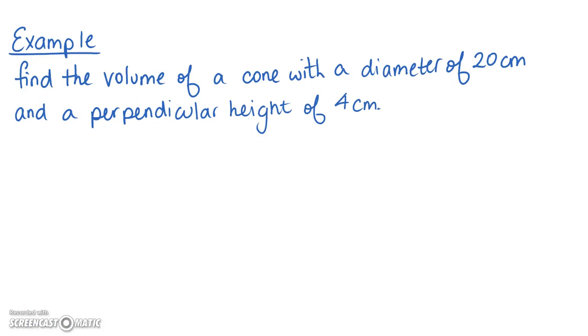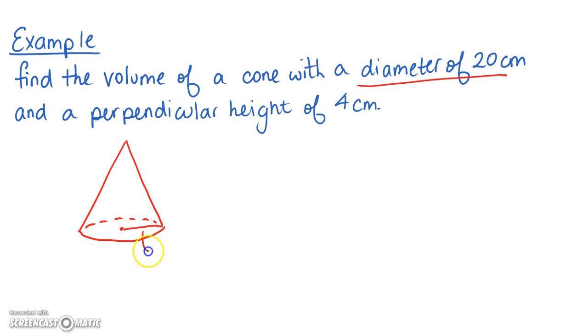So now if we look at an example of a volume of a cone with a diameter of 20 centimeters and a perpendicular height of 4 centimeters, we can sketch this so we have our cone and we can fill in the details that we require. Now since it has a diameter of 20 centimeters, that means we have a radius of 10 centimeters. It has a perpendicular height of 4 centimeters. The diagram's not quite to scale, but that's okay.